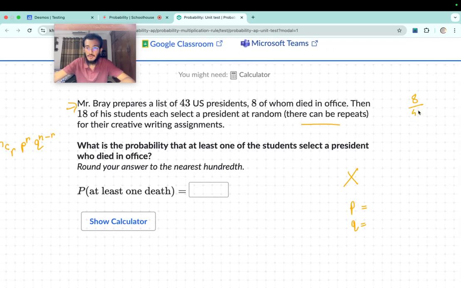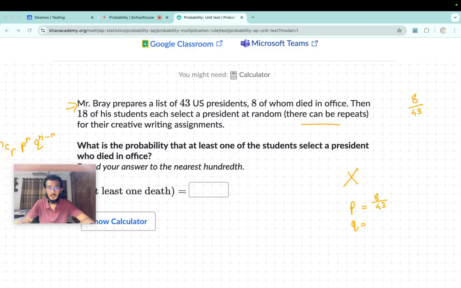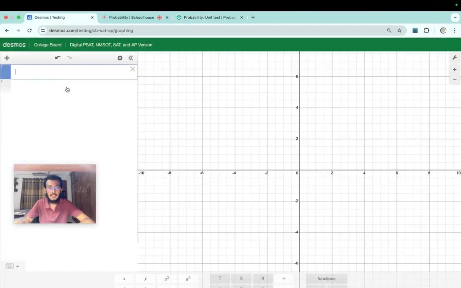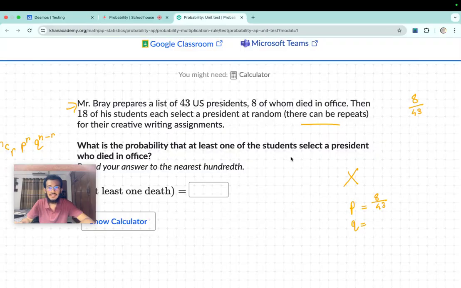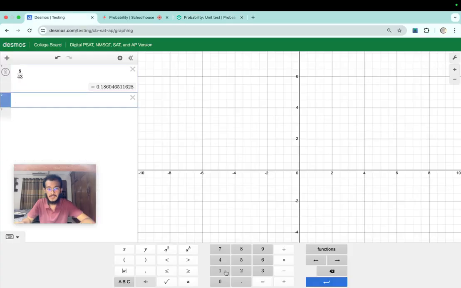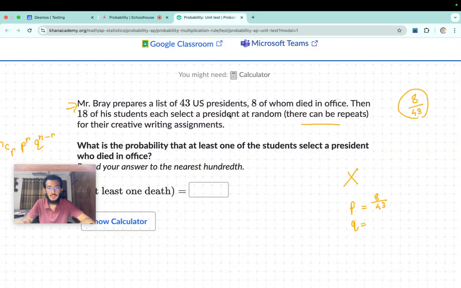So 8 upon 43 is the probability that if we choose anyone randomly, that president died in office. We want to take as exact a value as possible. So this is the p, and q will be, because the summation of probability is 1, 1 minus 8 divided by 43, which is 35 upon 43. So q will be 35 upon 43, the probability of failure.